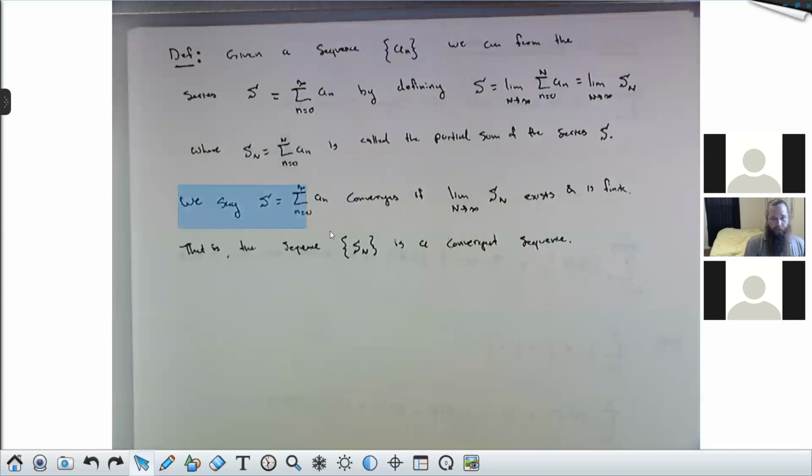So we say that the big infinite series converges if the limit of the S_N's exists and is finite, which you recognize right here, this little blue box statement is exactly what it would mean to say that the sequence S_N is a convergent sequence. All right, I will let you ponder that. You can take a look at some of the homework problems that involve infinite series. And on Friday, we will dive deeper.